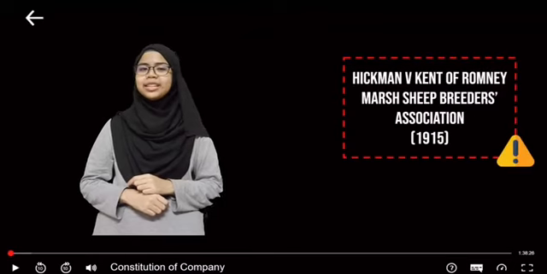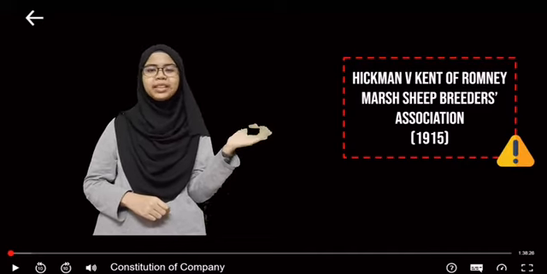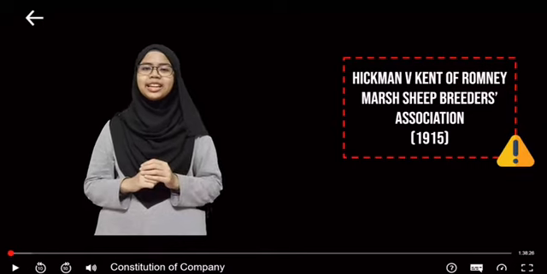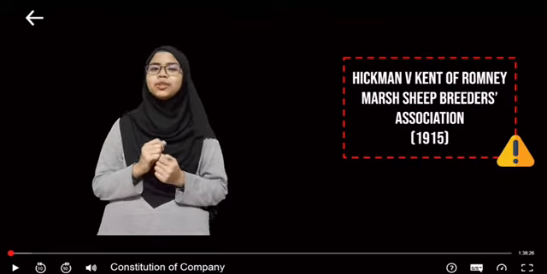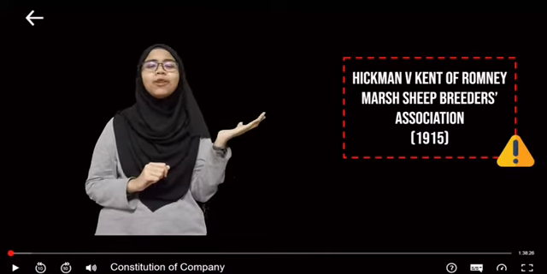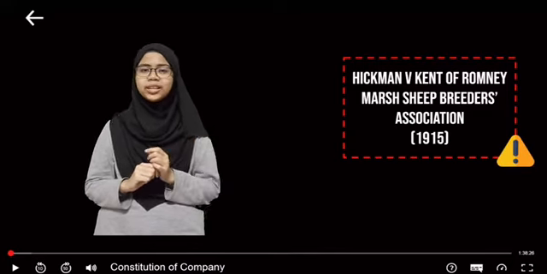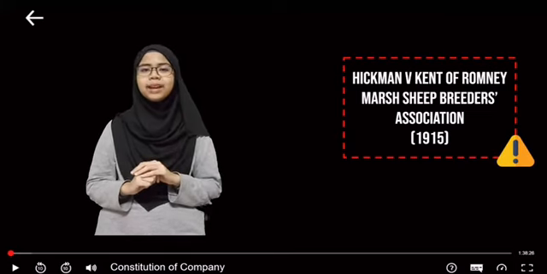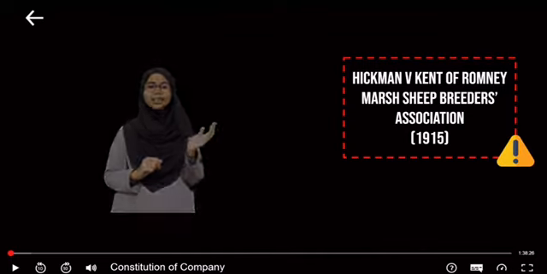For example, the case of Hickman versus Kent or Romney Marsh Sheepbreeders Association in 1915. In this case, it is stated that the company's articles of association provide that if there is a dispute between company and members, the dispute should be referred to the arbitrator. However, Mr. Hickman, instead of going for the arbitration, continued to directly file actions in court. And the court held that Mr. Hickman must refer the dispute to the arbitration as he is bound to the articles.